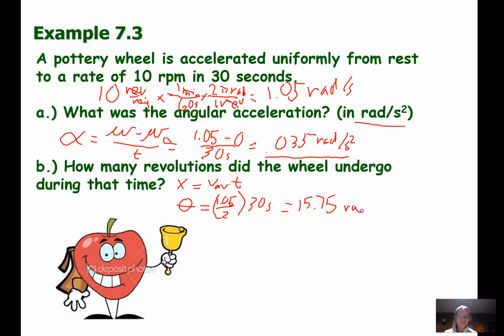That's in radians. These suckers are insisting that I go to revolutions. So, times 1 revolution per 6.28 radians. So that goes on the bottom. Divide by 6.28 and bam, 2.5 revolutions. All right, I can live with that. So in 30 seconds, it goes around 2.5 times. How exciting is that, sitting at the pottery wheel? In half a minute, it makes 2.5 turns. Woohoo! Party on, Wayne.